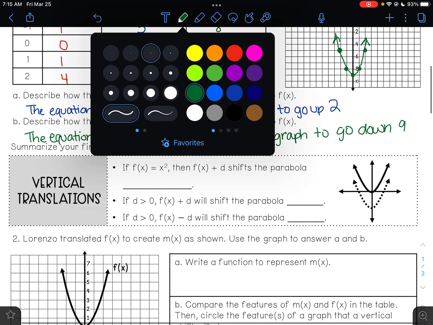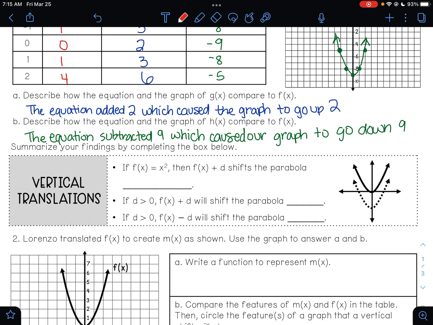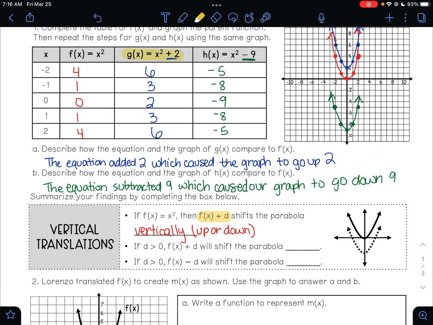Okay, so now we're going to summarize what we just discovered. If f of x equals x squared, then f of x plus d shifts the parabola vertically. So remember, vertically is up and down. Now this right here is known as function notation, so you could also see it like that, where they tell you f of x equals x squared like they did, and then maybe they say f of x plus 2, which would be like g of x up here, so keep that in mind.